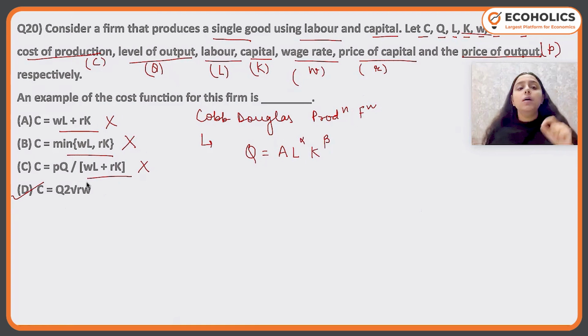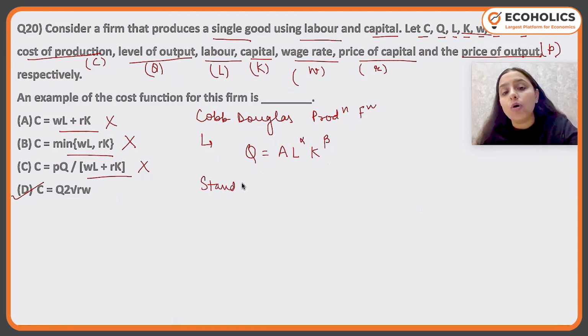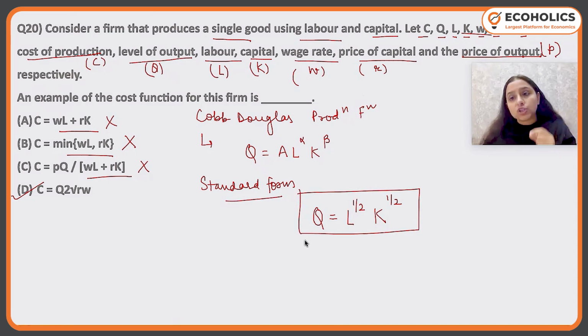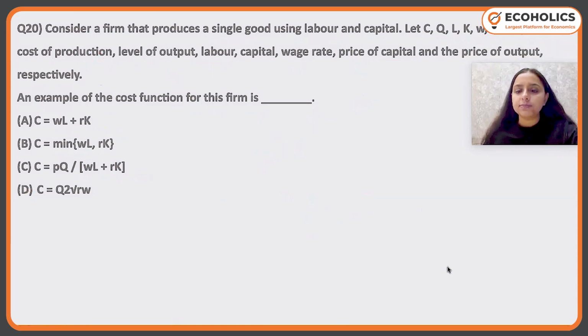These 3 things. But if you don't know the smart guess-work technique here, you have to solve this. So if you take the standard form of Cobb-Douglas, the standard form of the Cobb-Douglas function is Q equals L raised to the power half, K raised to the power half. Now I will use this production function to find my cost function. So let's start this.